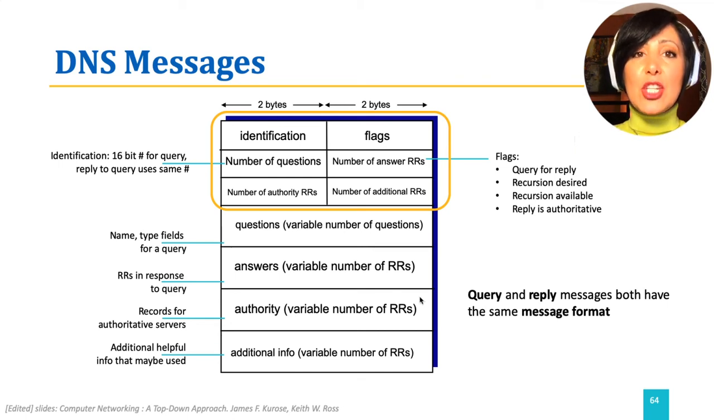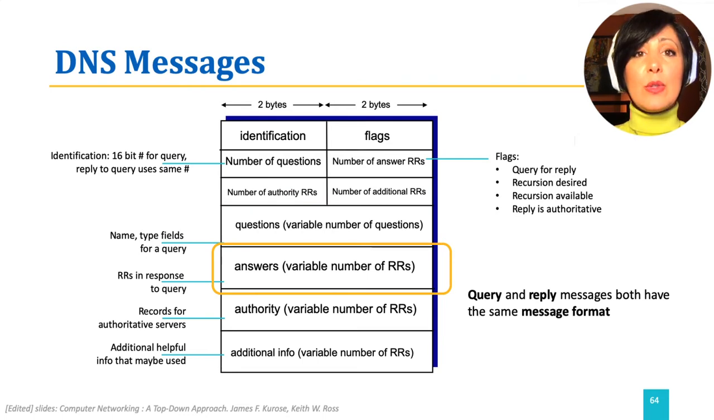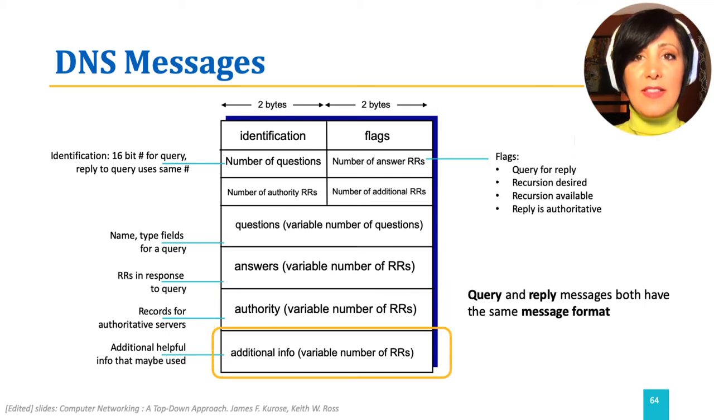The question section of the message contains the queries that are being made. The answer section contains the resource records in the answer to the original queries. The authority section contains records of other authoritative servers. The additional section contains some other records that might also be helpful.